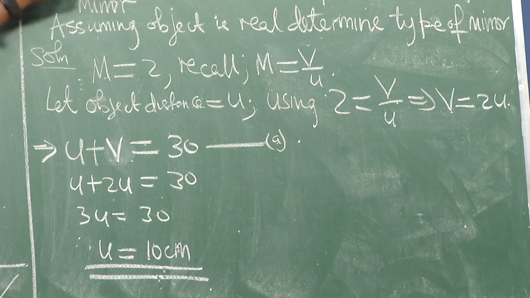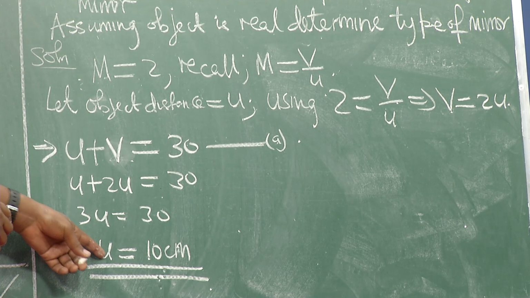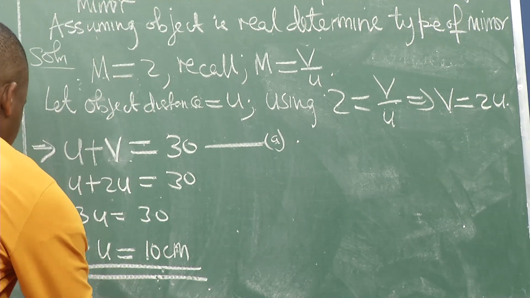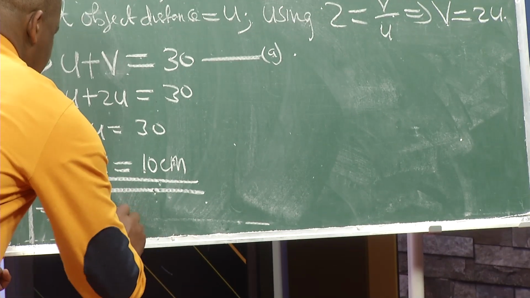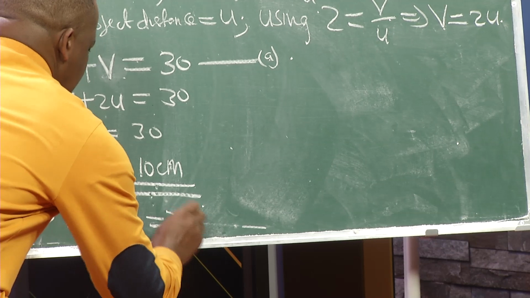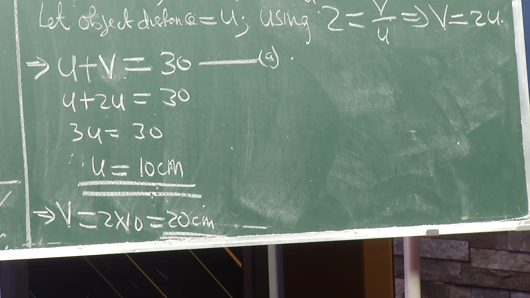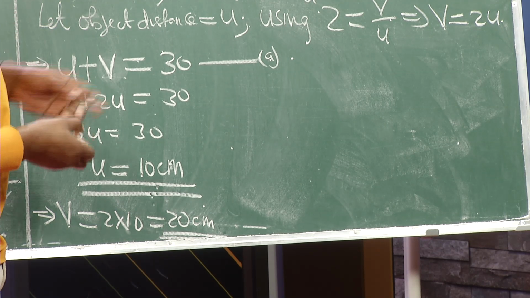They want us to find where the mirror must be situated. The object is 10 centimeters from the mirror. Where must the mirror be situated? We will answer that when we determine what the radius of curvature is. Now that we have U, it implies that V is also known: 2 times 10, which is 20 centimeters. We have U and V already, and therefore we can go ahead and determine the radius of curvature.